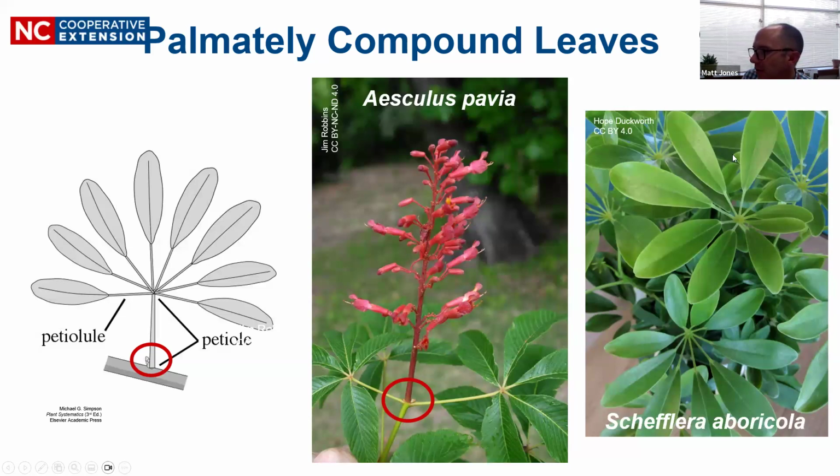Schefflera, which is a common house plant, also has prominently palmately compound leaves. You've seen that before. So 1, 2, 3, 4, 5, 6, 7 leaflets here.